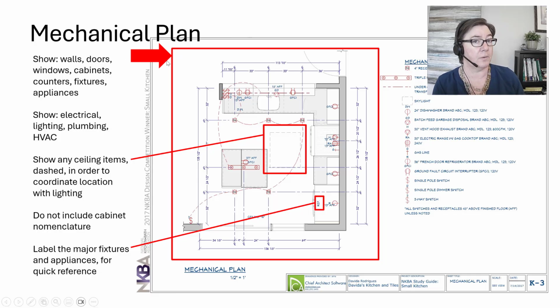So what do we show on this mechanical plan that I've kind of highlighted here? You're going to show walls, doors, and windows. You also show the cabinets, the countertops, the fixtures, and appliances.